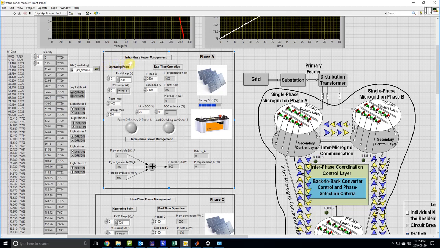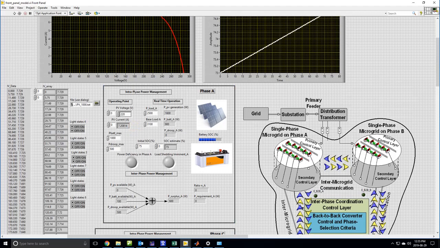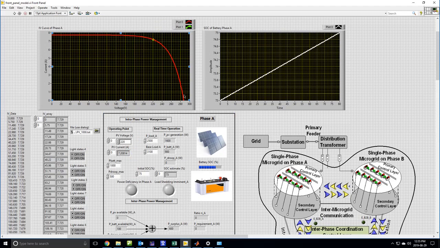So we can set up the PV voltage across a PV panel for phase A. The PV voltage read from the device can actually be used to note down the PV current also from the IV curve, which is represented over here. Each point is represented by a green dot, which you can see over here. So 220 volts is representative of 7.208 amps of current across the PV panel. So these set up the operating point.